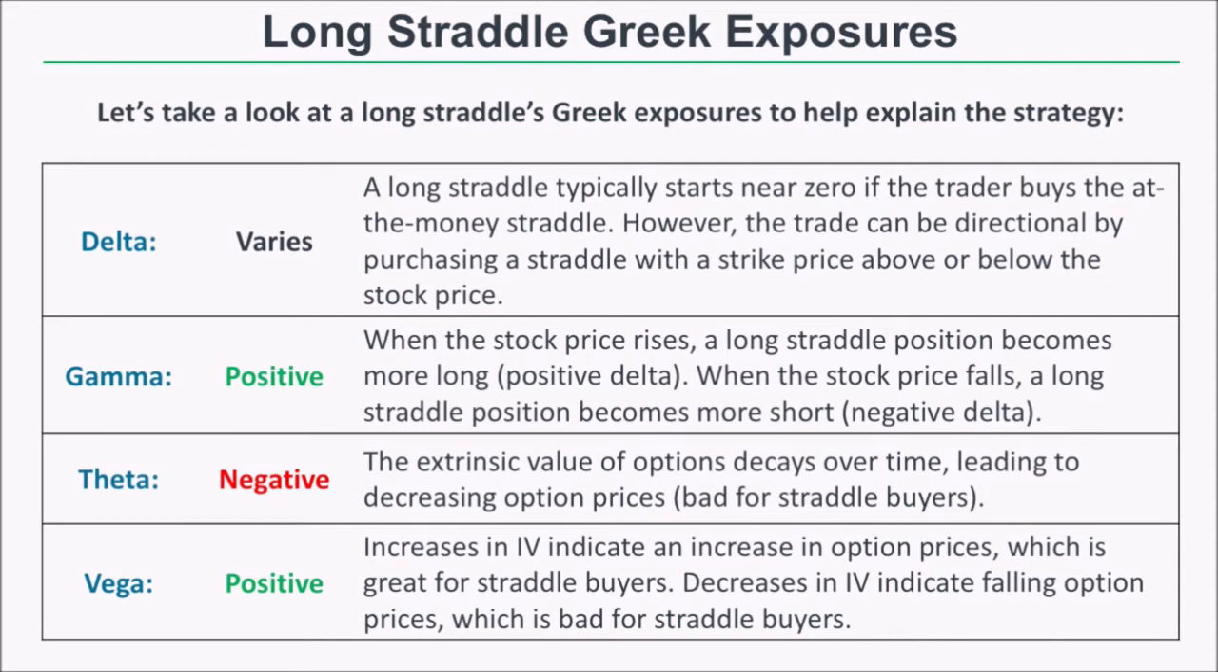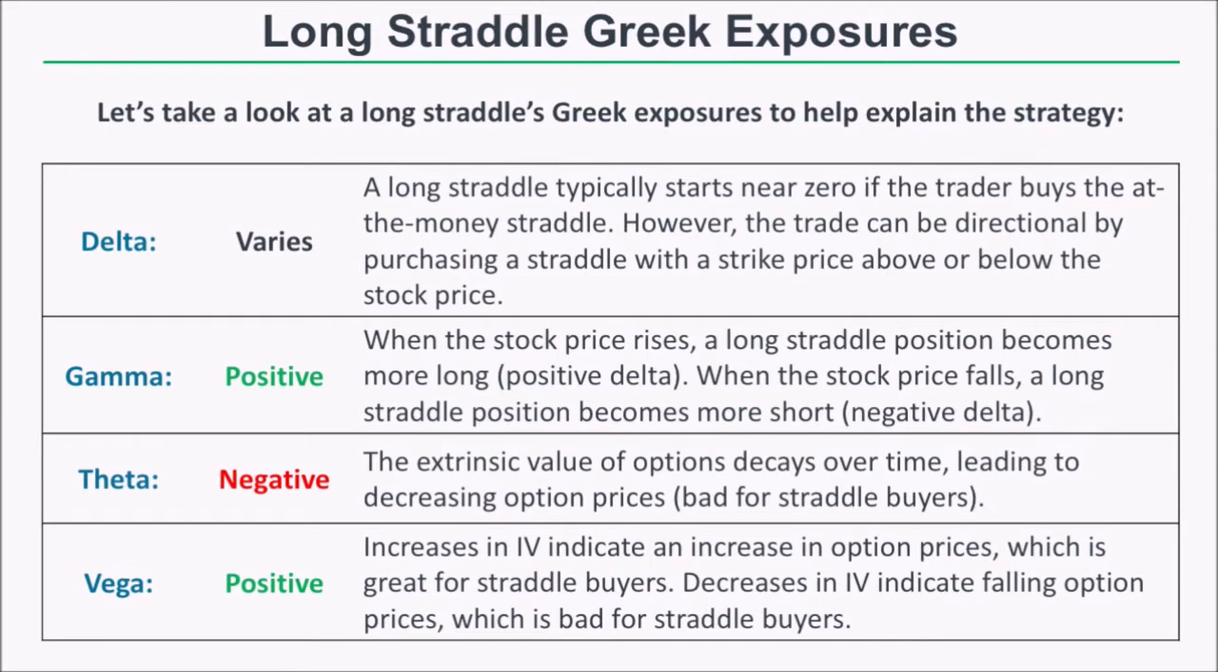Now in terms of gamma, a long straddle has positive gamma, and that's really what drives the profits of the strategy. So positive gamma means that when the stock price rises, a long straddle becomes more directionally long, and that means you want the stock price to continue upwards because now that you have a positive delta, you'll start to make money if the stock price continues to rise.